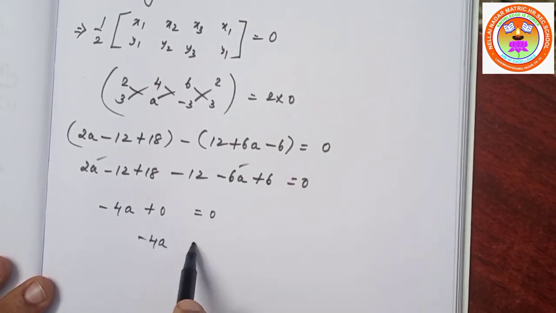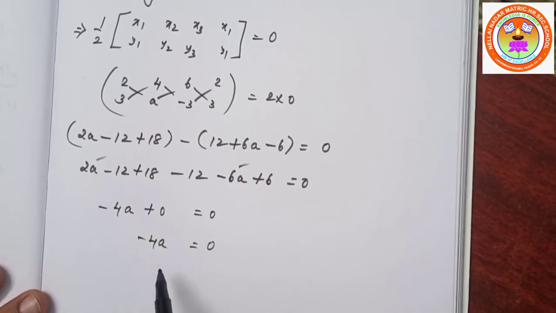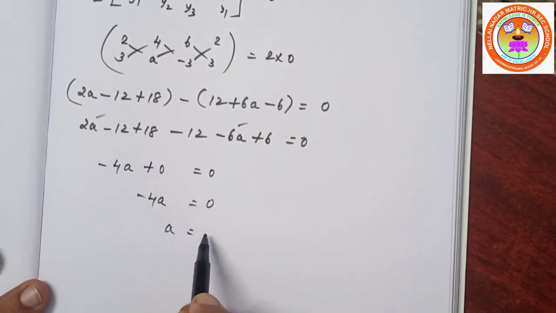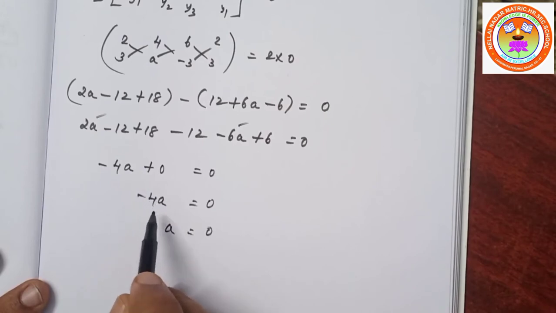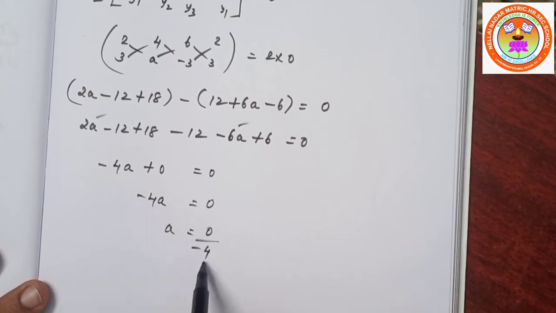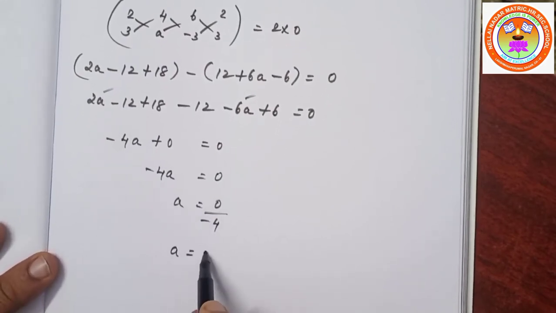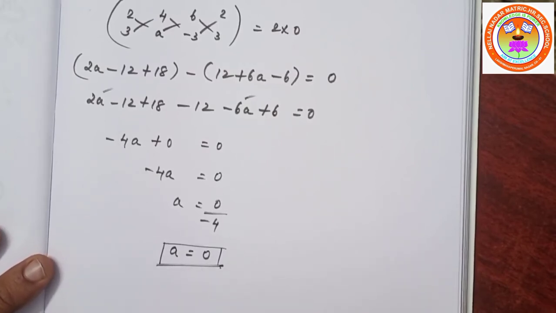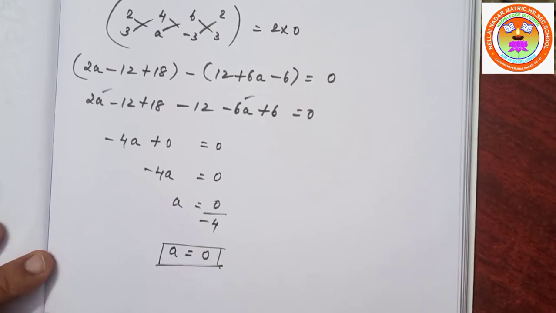Minus 4a, that is equal to minus 4a plus 0, that is minus 4a, that is equal to 0. Therefore, a that is equal to 0 divided by minus 4. Minus 4 is multiplied with a, so that minus 4 is written in the denominator. Coming to the division, a that is equal to 0 by anything, that is equal to 0. That is the value of a. Subdivision 1 is over. Then I will be teaching subdivision number 2.